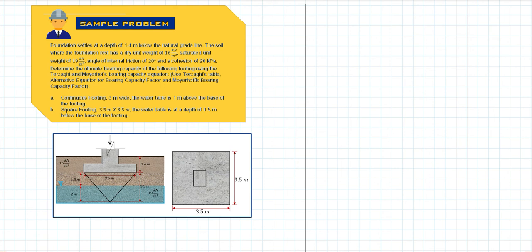Good day, engineers. Para sa video natin ngayon, sasagutan natin yung item B nung sample problem from our previous video. So, yung item B kasi, that is for a square footing which has a dimension of 3.5 meters by 3.5 meters, and yung water table niya is at a depth of 1.5 meters below the base of the footing.